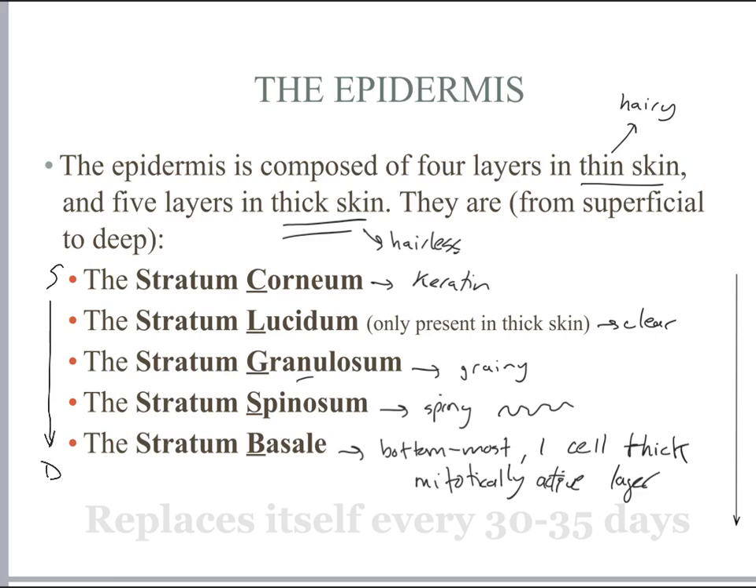Now, let's look at these 5 layers. The skin is going to replace itself every 30 to 35 days. So if you get a little cut, we know that within a month or so, that cut will be completely replaced with new skin. Now again, where is and how is it replacing? Right here, the stratum basale. This is what's mitotically active.